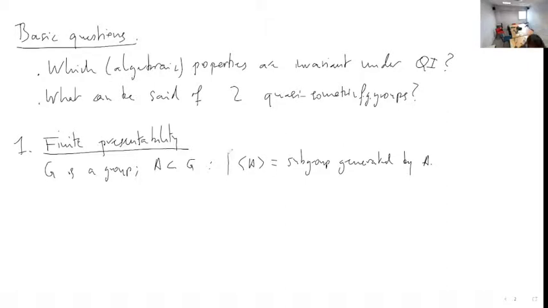And now I will define something else. When I put a double bracket, this means that it is the smallest normal subgroup containing A. In other words, it is the intersection of all the normal subgroups that contain A, or what we can say, it is the normal closure.